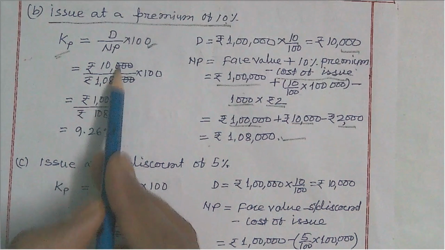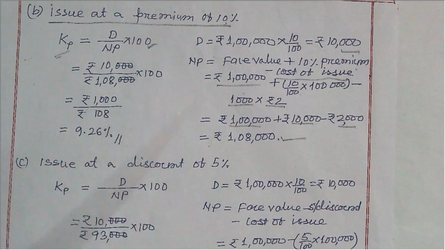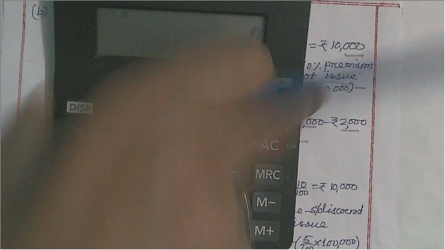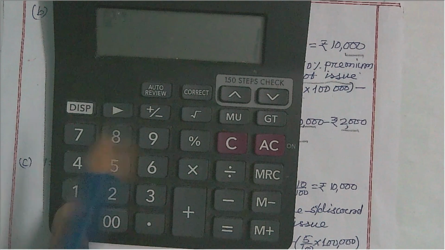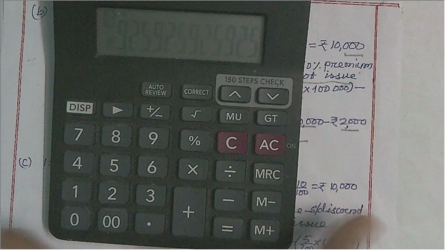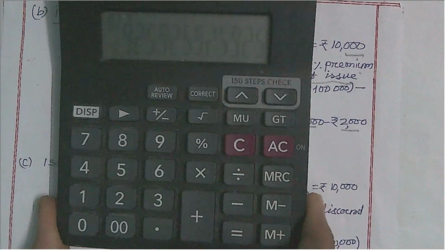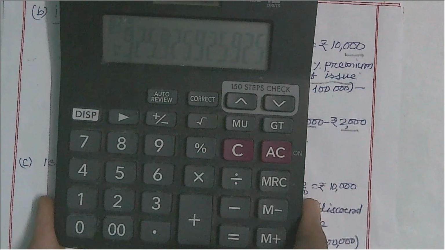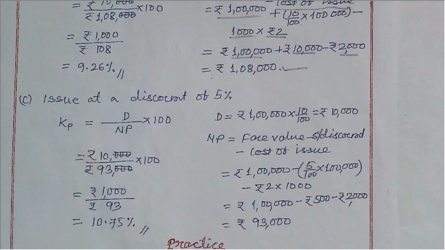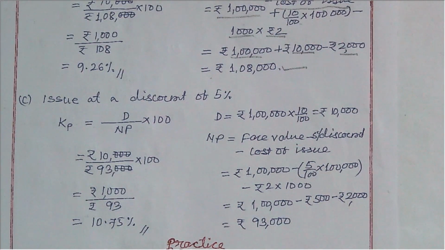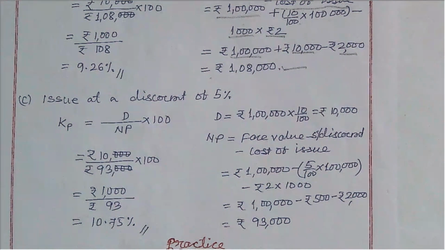Now when you put this in the formula, 1000 divided by 108 is 9.25925, so 9.26.